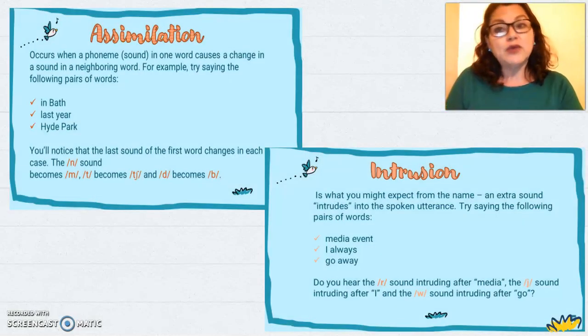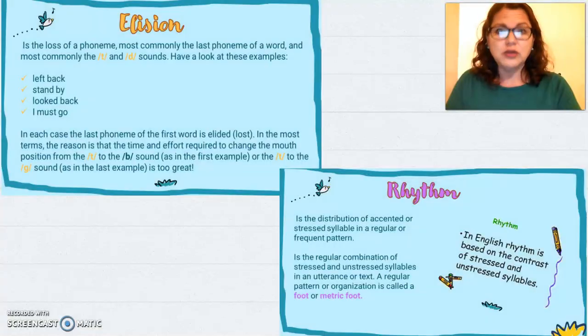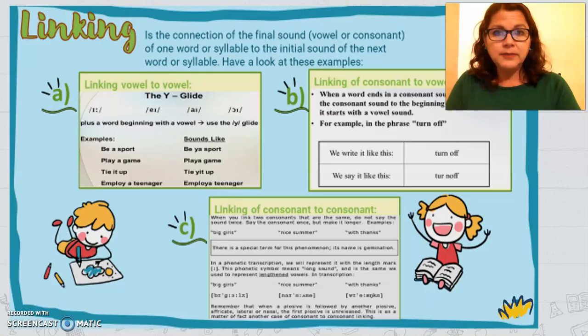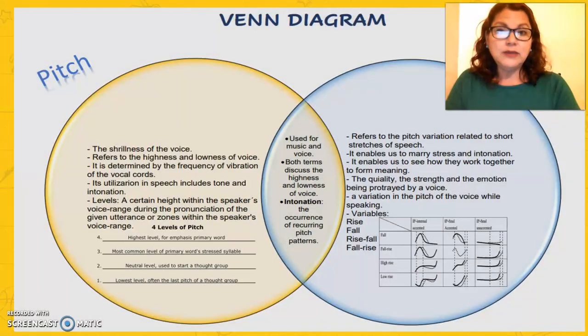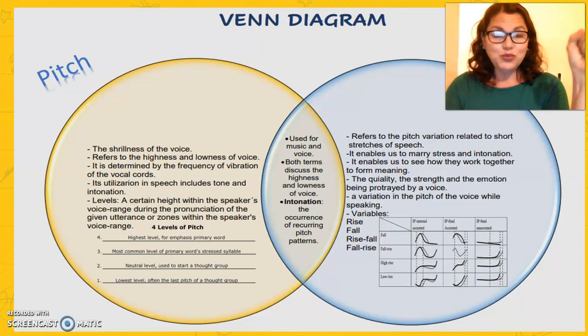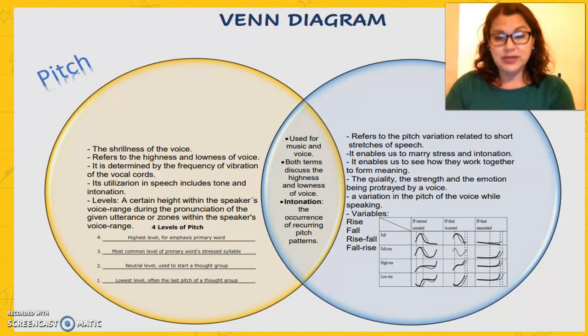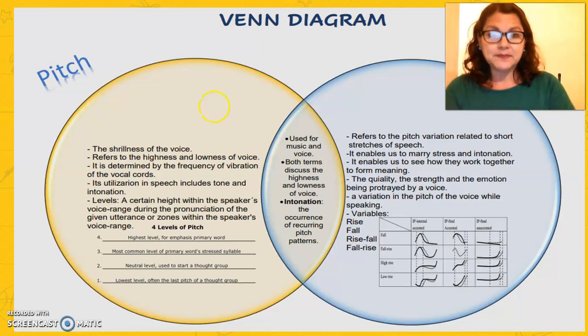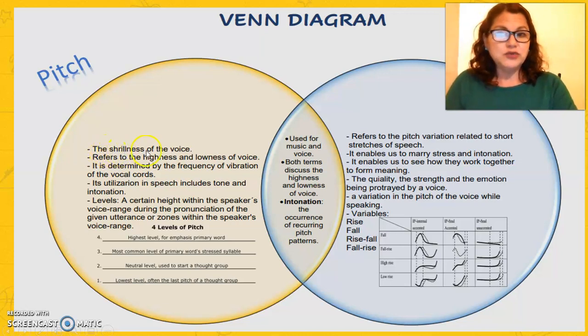We talk about assimilation, intrusion, elision, rhythm, linking, and we talk about pitch and tone, and we saw the similarities and the differences between them. For example, pitch, the sharpness of the voice, refers to the highness and lowness of voice. It is determined by the frequency of vibration of the vocal cords.